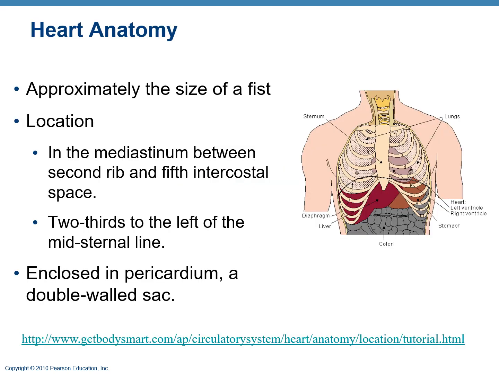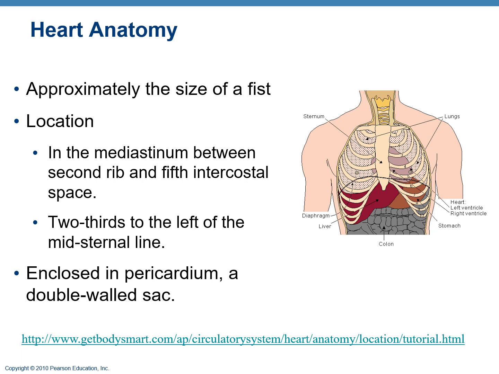The heart is approximately the size of a closed fist, and it's located in a region in the chest or thorax known as the mediastinum, which is between the second rib and the fifth intercostal space, basically between the fifth and the sixth rib. It's also located just left of that mid-sternal line. So you see more of it to the left of the sternum than the right.